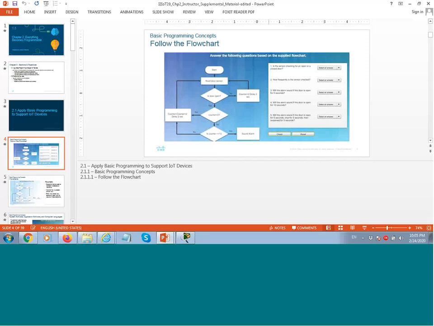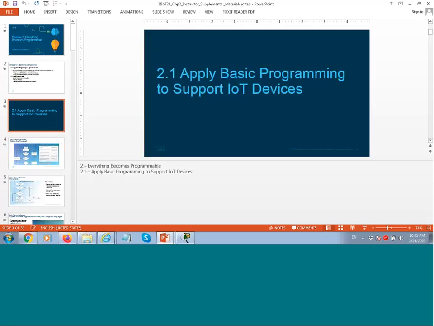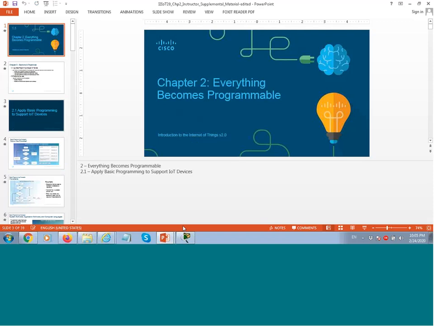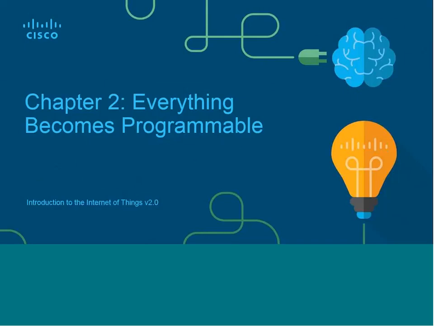Our next chapter is Everything Becomes Programmable. In this chapter we will study the programming language Python, the basic programming that IoT devices use, and we will use the Python language for this purpose and describe basic programming variables and fundamentals.